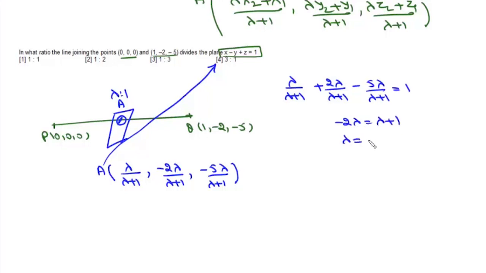So value of lambda is simply minus 1 by 3. So this point A divides P and Q in the ratio 1 is to 3, and this minus sign indicates it is an external division.